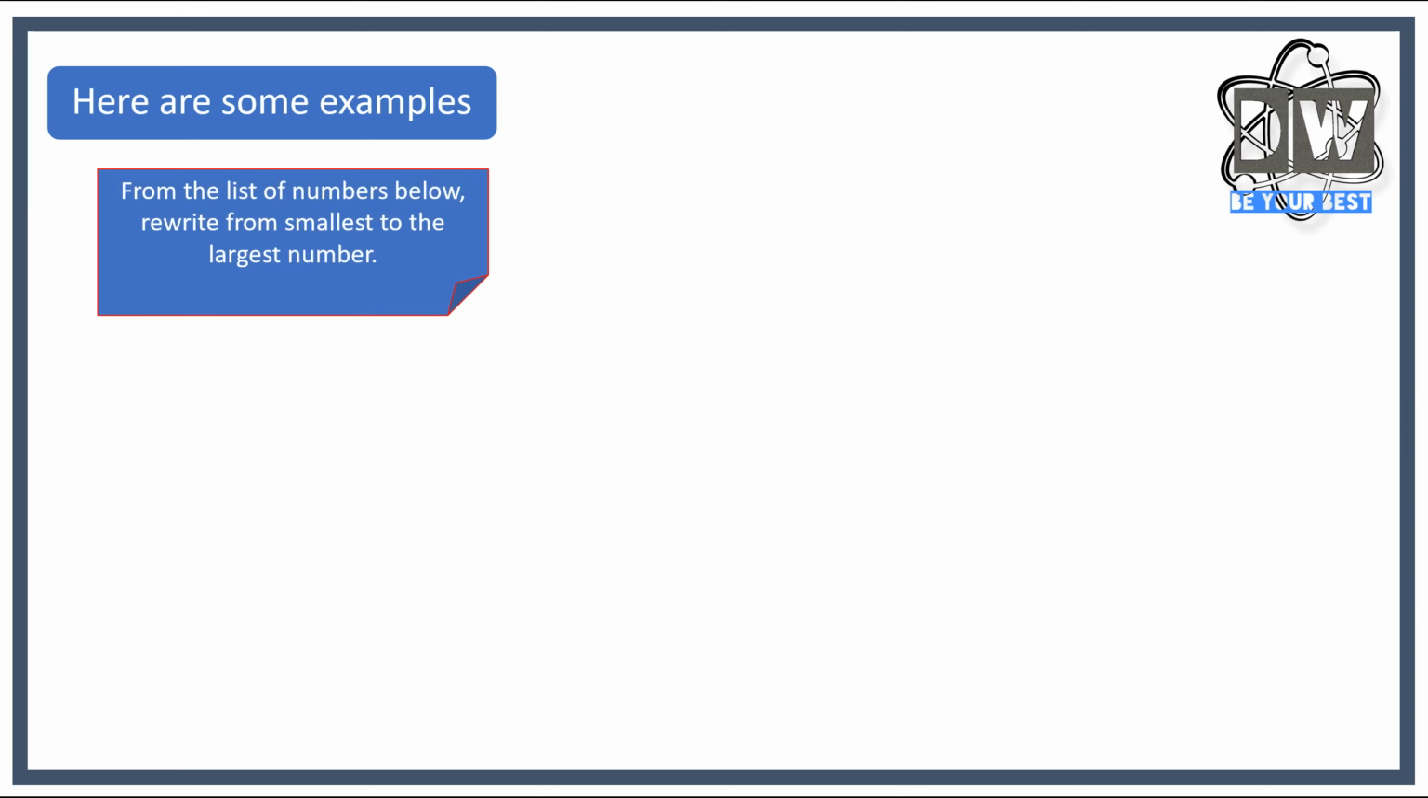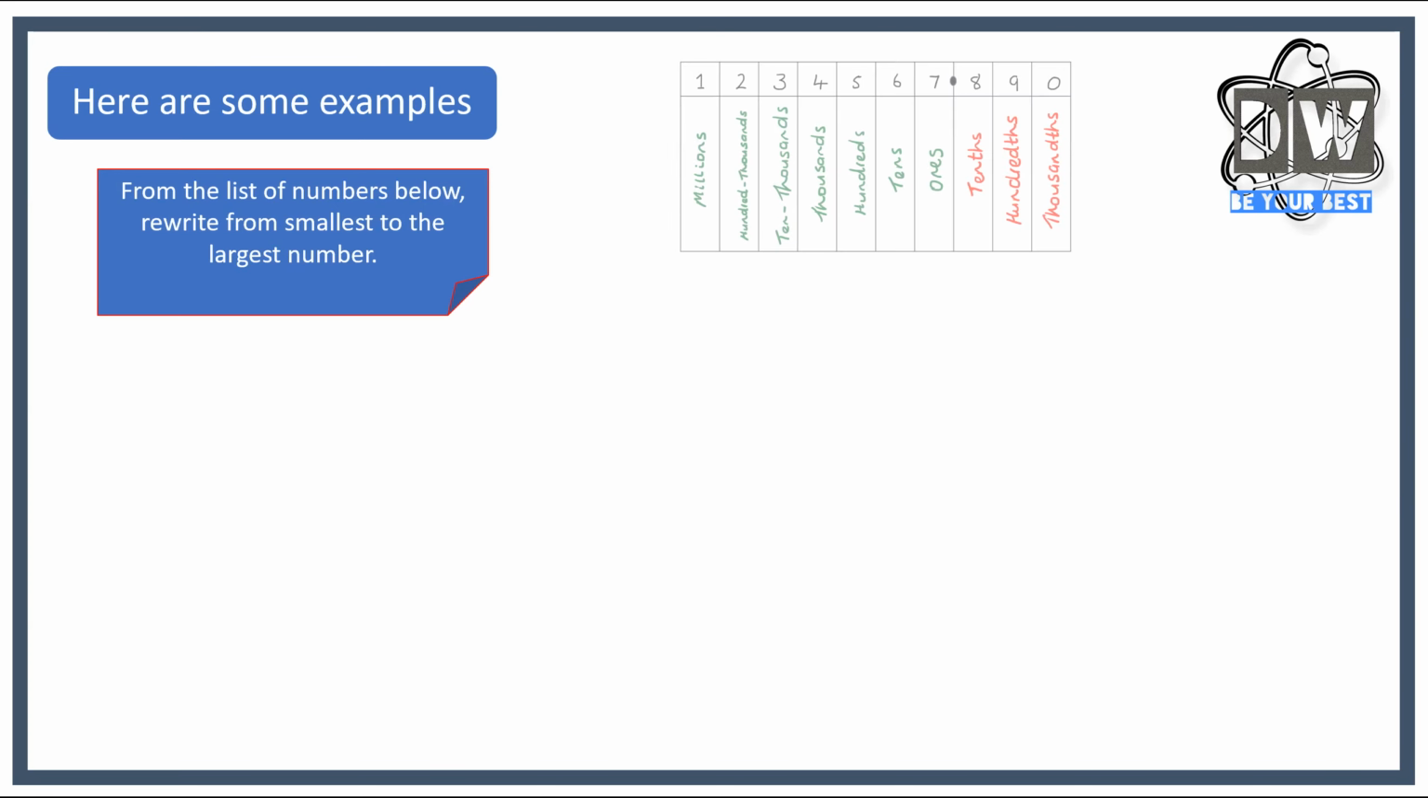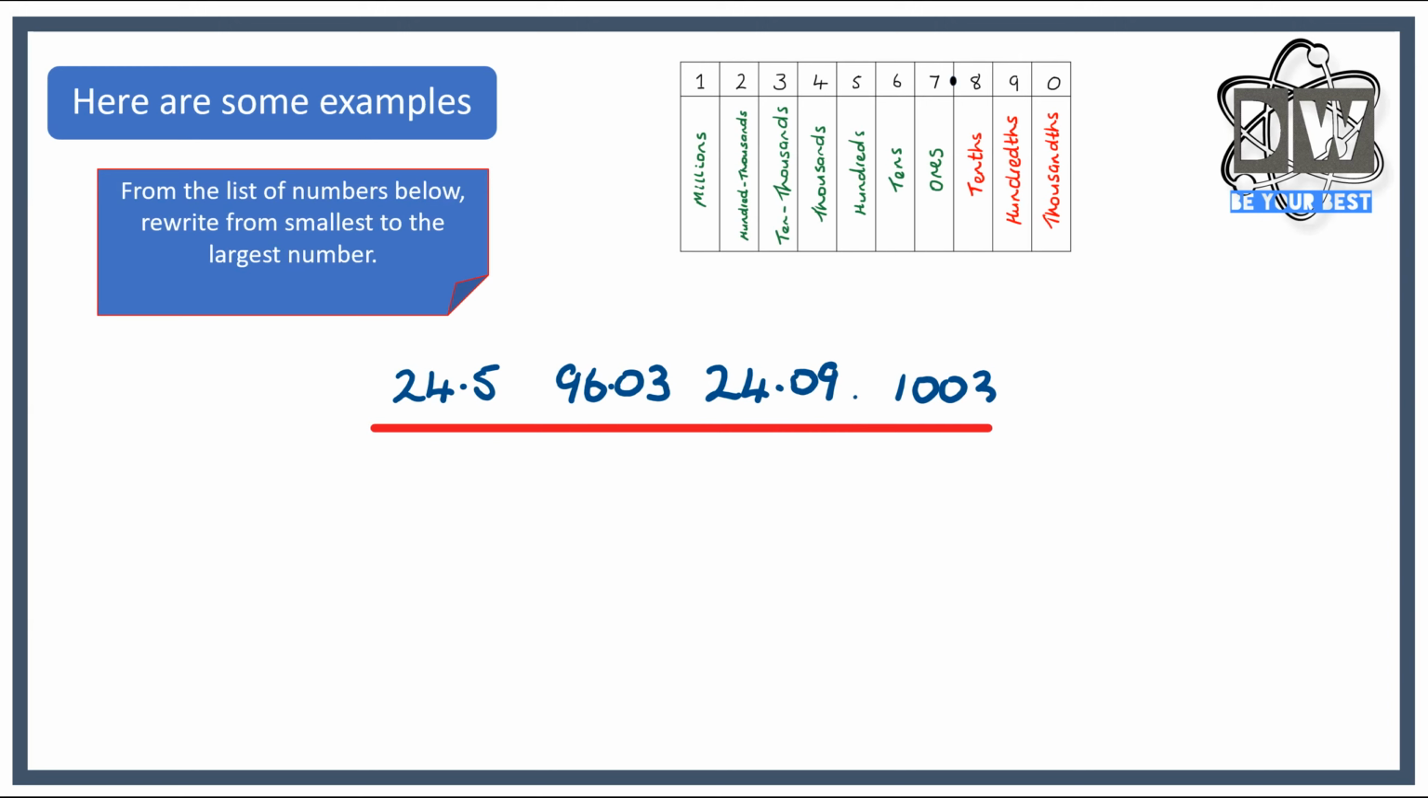What about these examples? From the list below, rewrite the list from smallest to the largest number. Let's look at our list for a start. I'm going to do the first one for you and explain why. So the first number there is not 24.5, it's actually 24.09. Remembering the value of the numbers dramatically increases. It increases by 10 for the column you move to. So this 5 is worth a lot more than this 9. So the next one would be 24.5. I would like you to fill in the rest, please. I know that's really easy, but do that now.